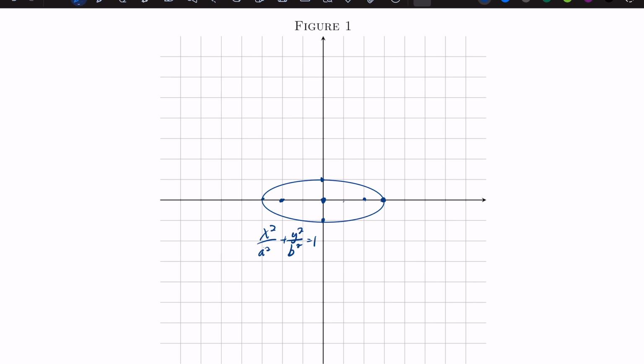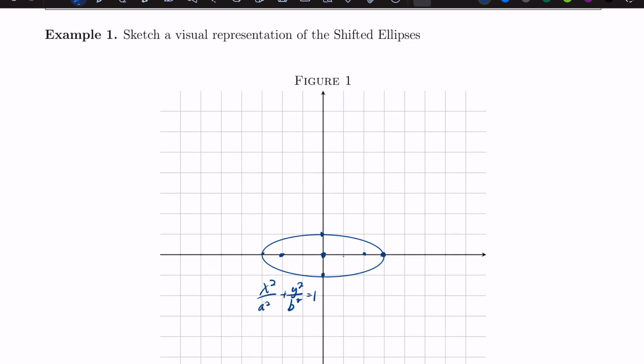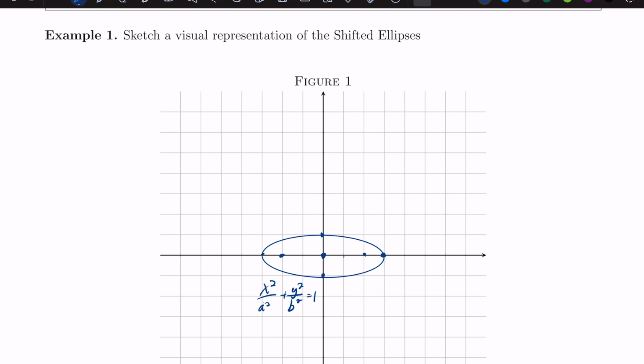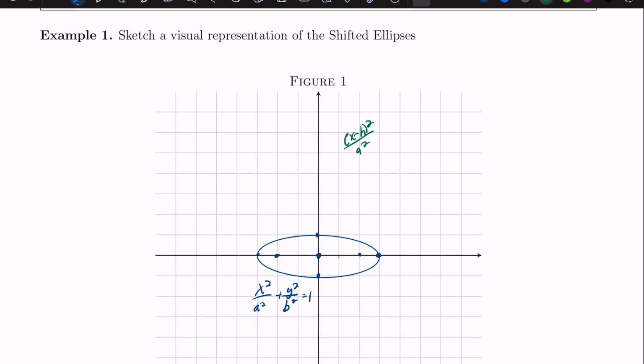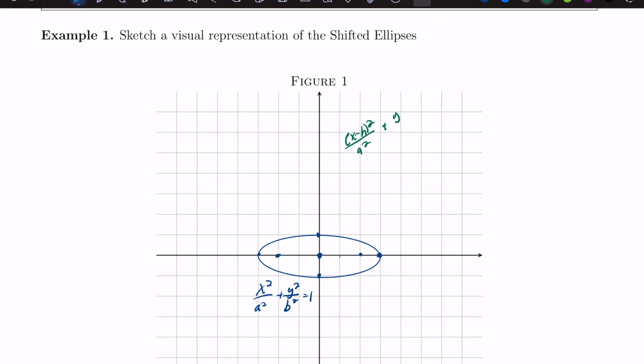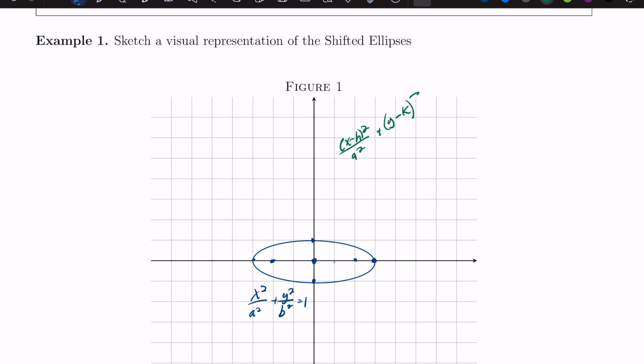And what we're going to be doing now is we're going to be shifting this. Let's go ahead and shift it up and over. So we're going to have x minus h squared over a squared plus y minus k squared over b squared equal to 1.